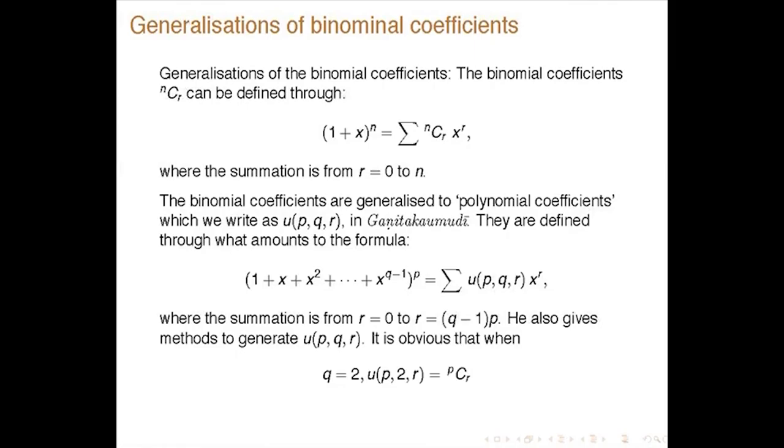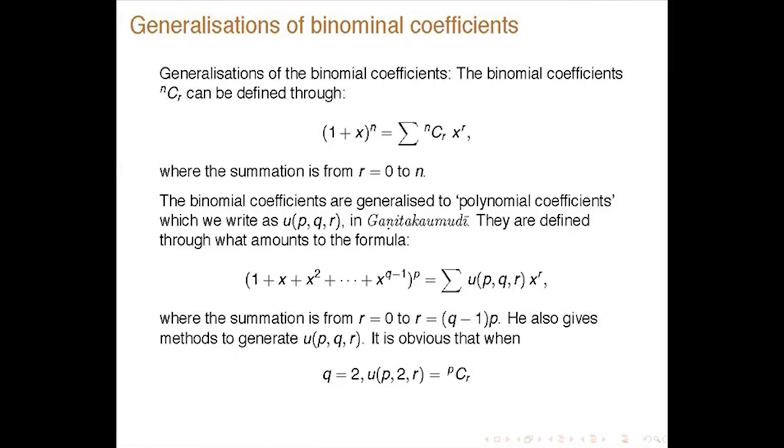Now he is generalizing it to polynomial coefficients in Ganitakaumudi. What he does is take (1 plus x plus x square plus etcetera plus x to the power of q minus 1) whole to the power of p. Here only the first power of x is coming, now you are going up to the (q minus 1)th power. Then you can write it as u p q, because earlier only n was there, one index. Here p and q are fixed, and r of course varies.